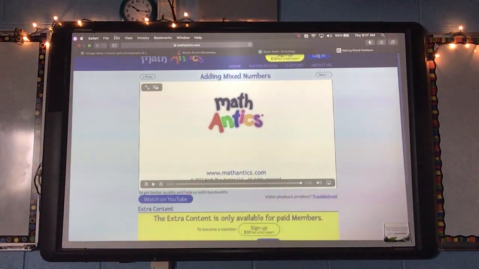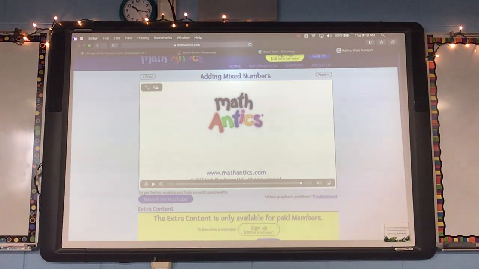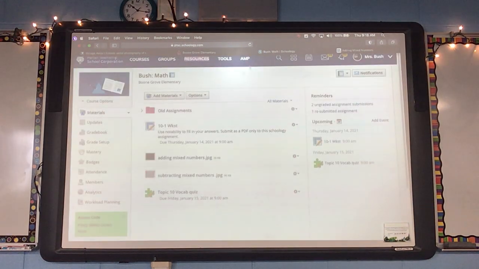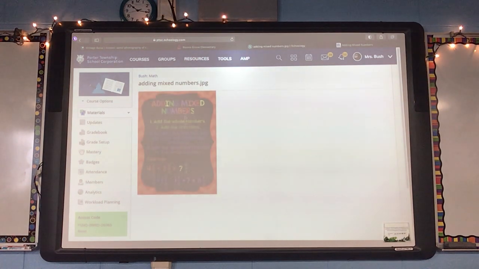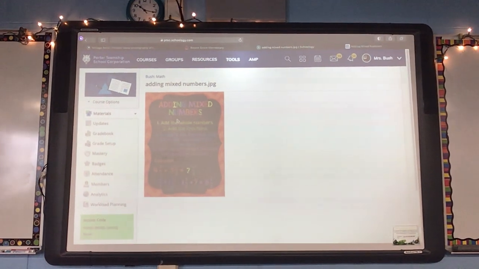All right, ladies and gentlemen, let's do some practice. I have given you 2 sheets on Schoology. Actually, I want to point out to you first, they will be for you to save on your iPad. They're going to be very useful for you when you do your homework. It's called Adding Mixed Numbers, and this is our help sheet for adding mixed numbers. And there's also one on there for subtracting, which we're going to do tomorrow. All right? So save that to your iPad. It's a great help sheet.